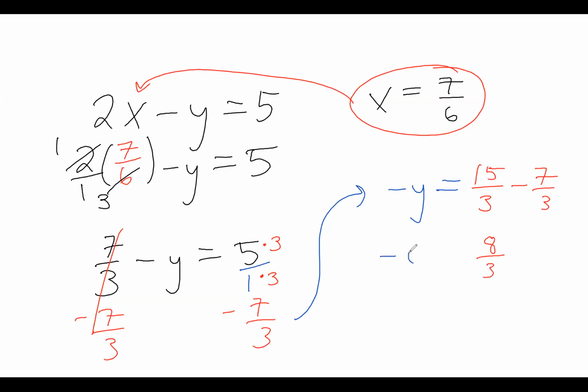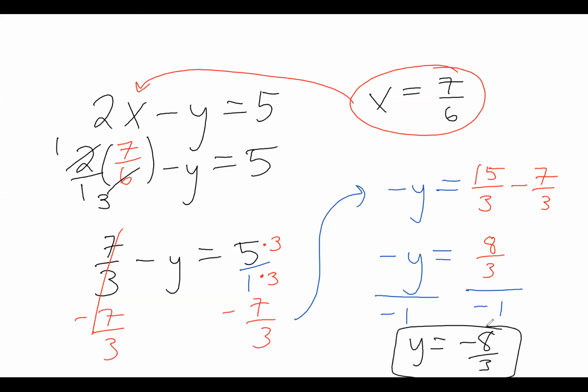So we have negative y equals 8 over 3. If I just multiply or divide both sides by this -1, I know that looks weird to write 8/3 divided by -1, but all it's going to do is change the sign. So don't worry, it's now just y equals -8/3. Okay, so we got x equals 7/6 and y equals -8/3. So that's our ordered pair. Let's go back now and check our answer in both equations.